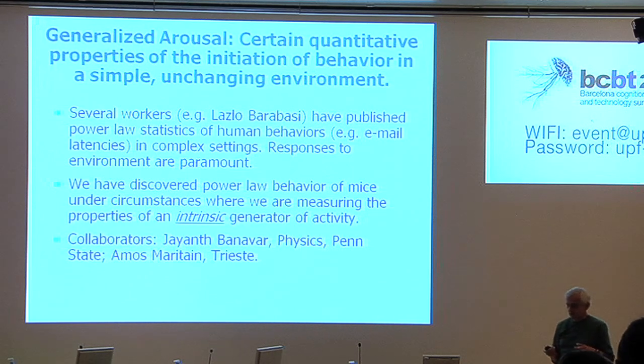One of the reasons for having the guts or the foolishness to deal with this global concept of generalized arousal is that we can generate tremendous amounts of quantitative data very rapidly without working. The mouse does all the work. And we come to this first of two quantitative statements. Several workers, and the applied physicist Barabasi is the most famous among them, I think, have published power law statistics, which I'll explain, of human behaviors, like responses to email latencies.